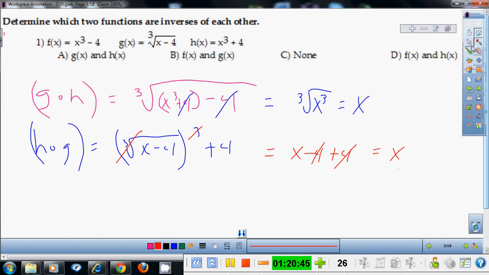Are these inverses of each other? Yes, they are. So g and h is correct. The answer was A. So at this time, you'd be putting in A, enter, into your clicker.